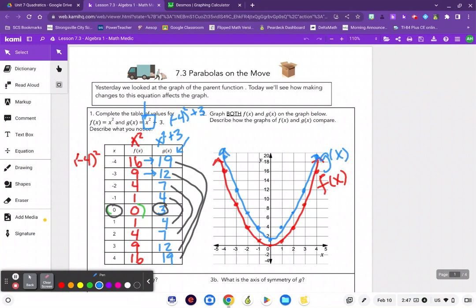And it says, describe how the graphs of f and g compare. Well, to me, it looks like the g function has been shifted up 3 units from the f function. That seems reasonable because I added 3 to the original parent function. Okay, so it looks like g is shifted up 3 units from f.